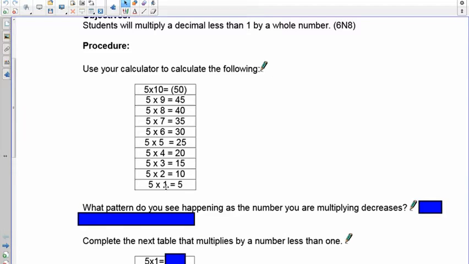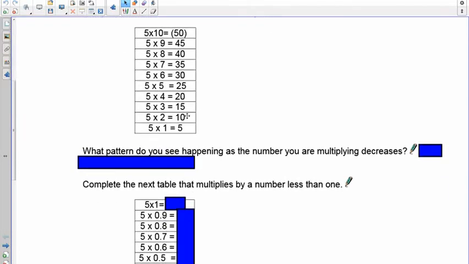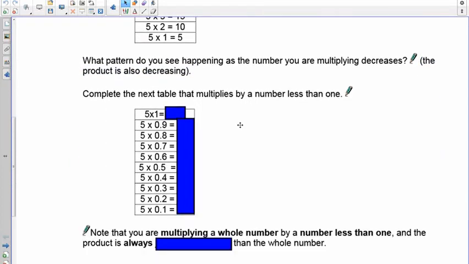Well, what happens when we go below 5 times 1 and we start going into the decimals? You can see the pattern: the product is also decreasing. Now, we know that 5 times 1 is 5. But look what happens when we start multiplying by 0.9, 0.8, 0.7. This is less than 1. So 5 times 0.9 is 4.5. 5 times 0.8 is 4. You notice that this product is actually less than what we started with.